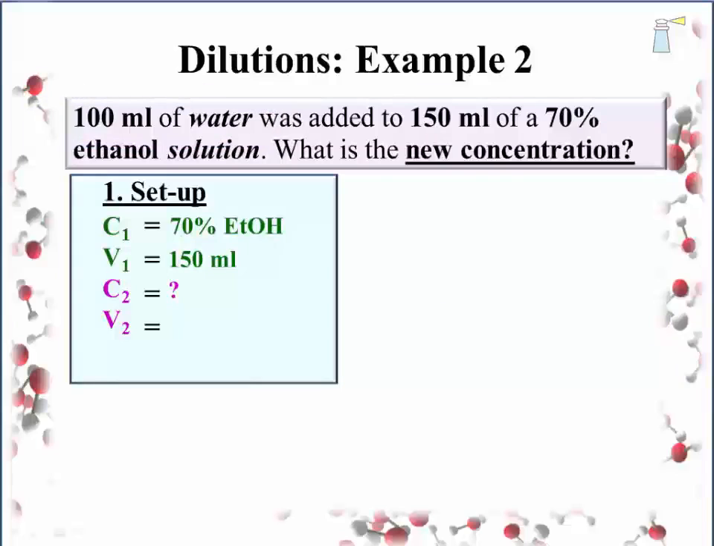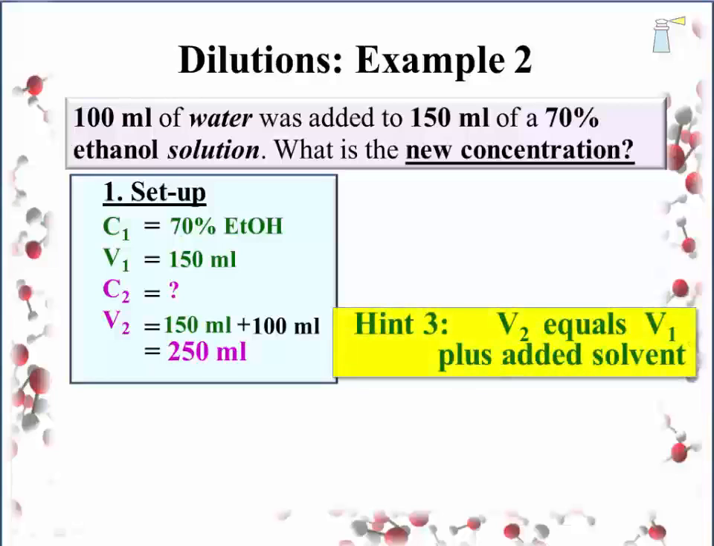Perhaps a revisit to the problem would help. It says that the 100 mils is added to the 150 mils of the 70% concentration. So the final volume, V2, will include the 150 mils of V1 plus the addition of 100 mils. V2 is 250 mils. V2 is larger than V1. This leads to hint 3. V2 is equal to V1 plus added solvent.